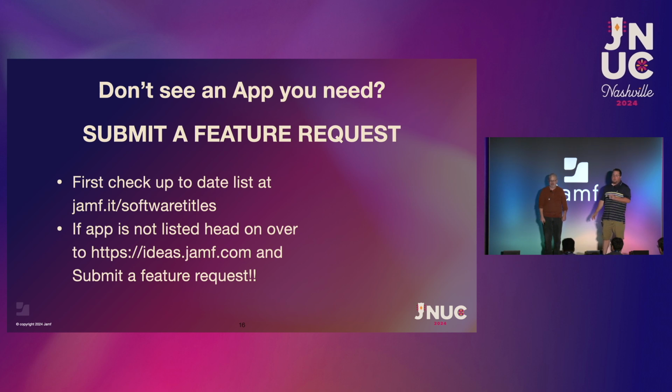jamf.it/software titles. That will take you right to the updated list. So that will be a direct link that will take you to the guide of all the software titles that exist in the app catalog. If you see an app that's not on there, that's where we would want you to either submit a feature request or upvote an existing feature request. Comments are always welcome for how this will help you.